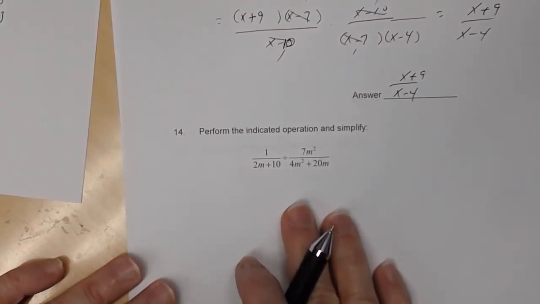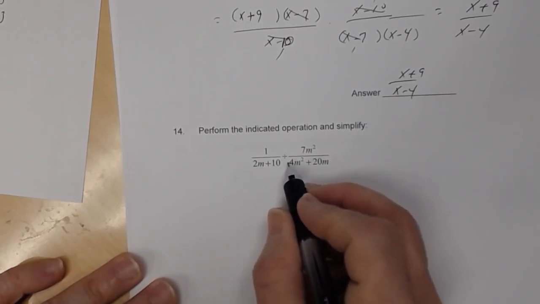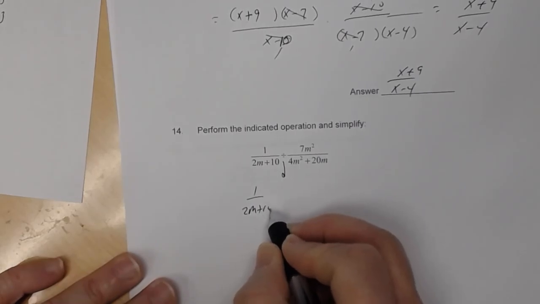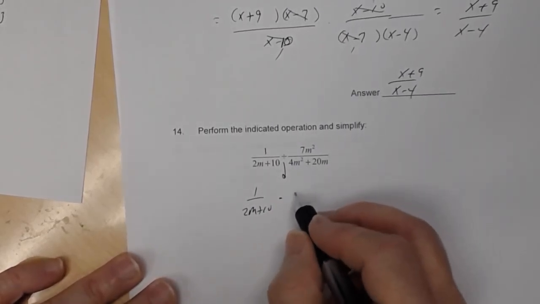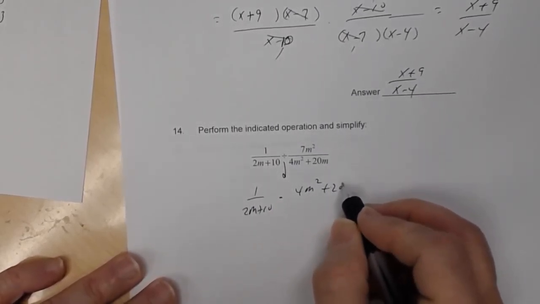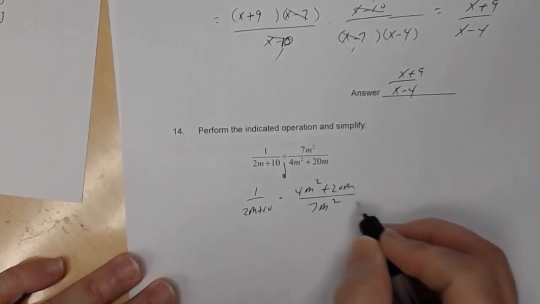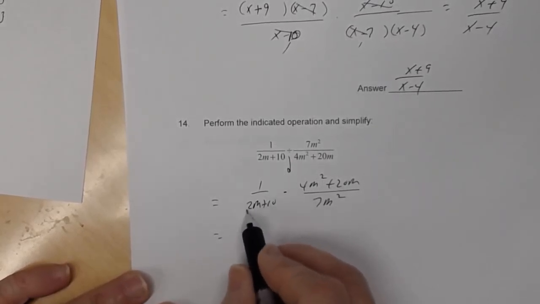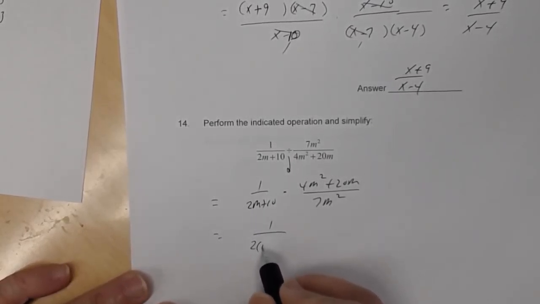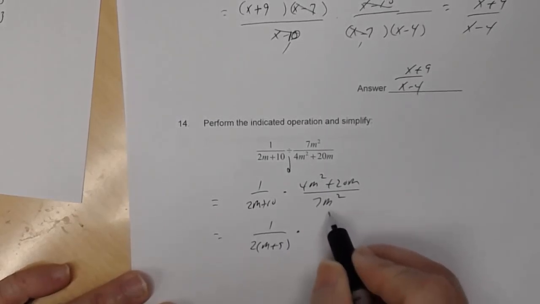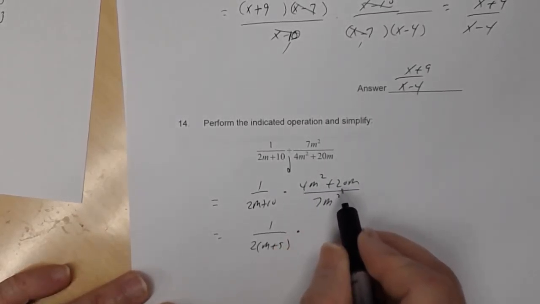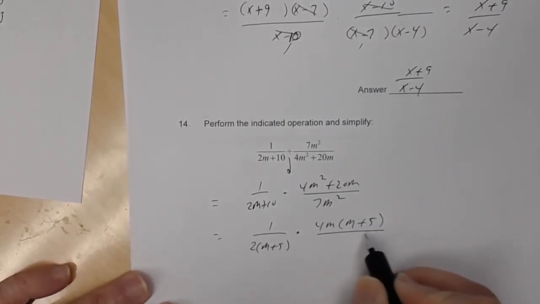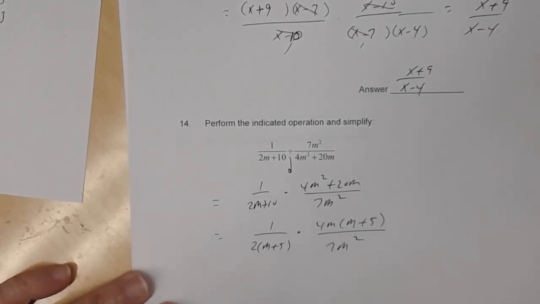Over here, you have a division again. So I'm going to change it to multiplication first. So I'm going to keep this fraction as it is. Change to multiplication, so times the reciprocal. So 4m squared plus 20m divided by 7m squared. And then I'm going to factor. So when I factor, I can factor out a 2 here. So that's 2 times m plus 5 times. And then over here, I can factor out a 4m. So that's 4m times m plus 5 divided by 7m squared.